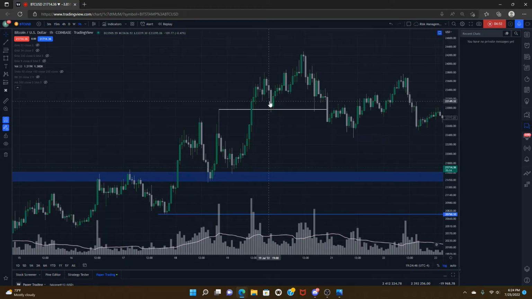But it doesn't break down until you start breaking these lows right here. So price comes down, tests off that level, you get a little bit of a bounce.